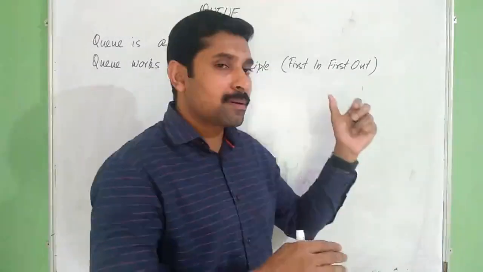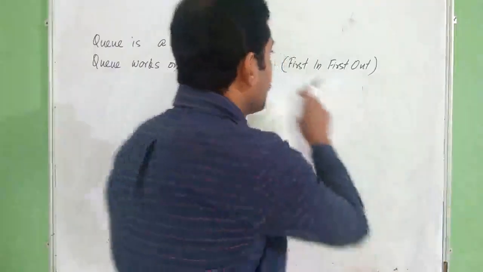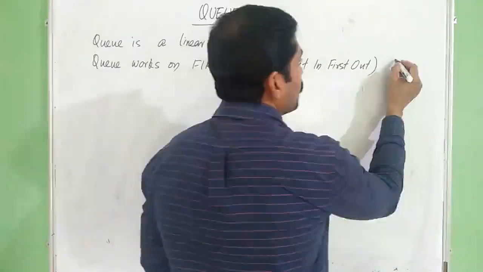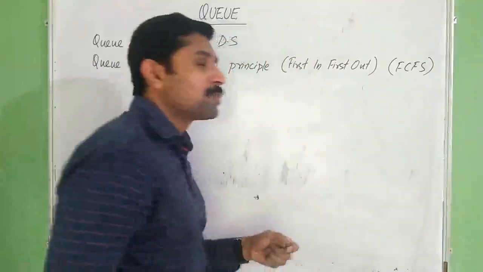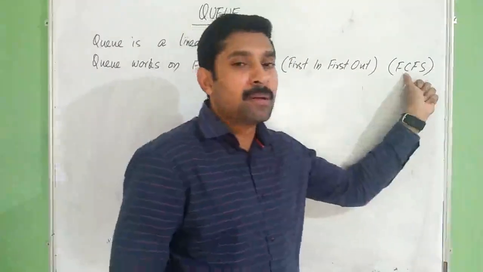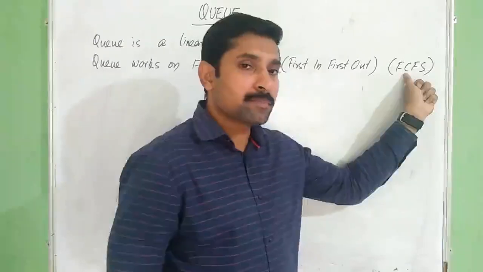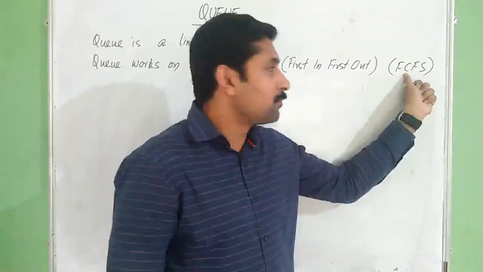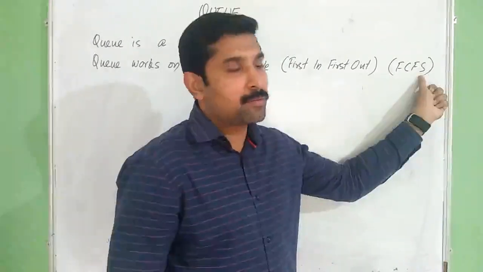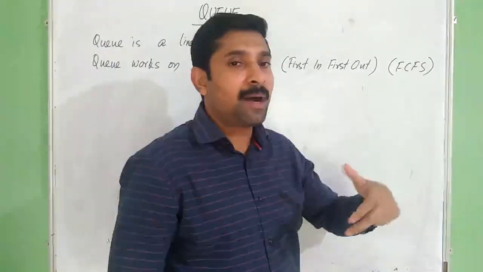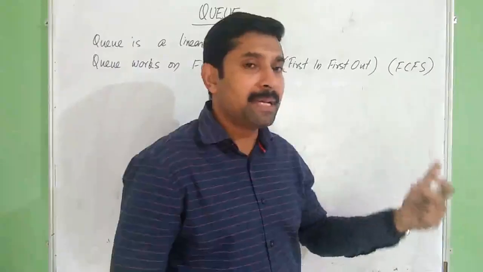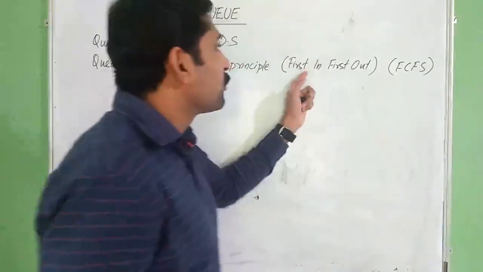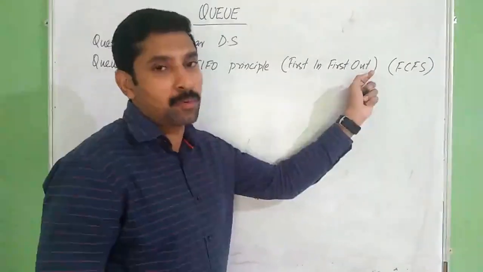So first come first serve, first in first out, we can also call it first come first serve. This is the policy. The person or the item that is added into the queue first will get first service, or the item which is added first will be deleted first. So that is first in first out, FIFO.